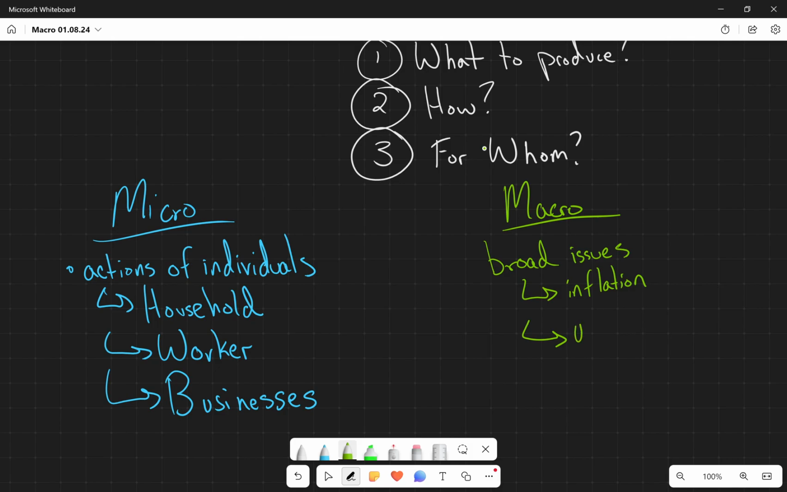We're also going to talk about unemployment. Why does unemployment exist? Why is it worse for some people than others? We're going to talk about economic growth. Essentially, there is an expectation every year that we're going to make more, better stuff. That's our expectation in capitalism. We're going to make more, better stuff next year.